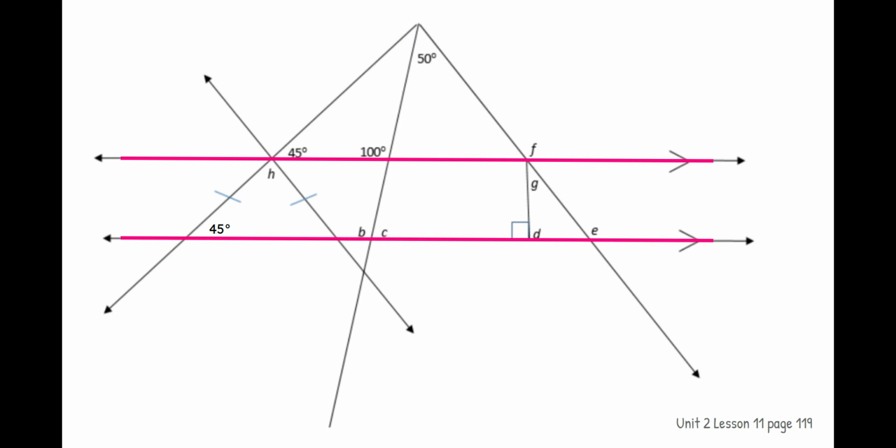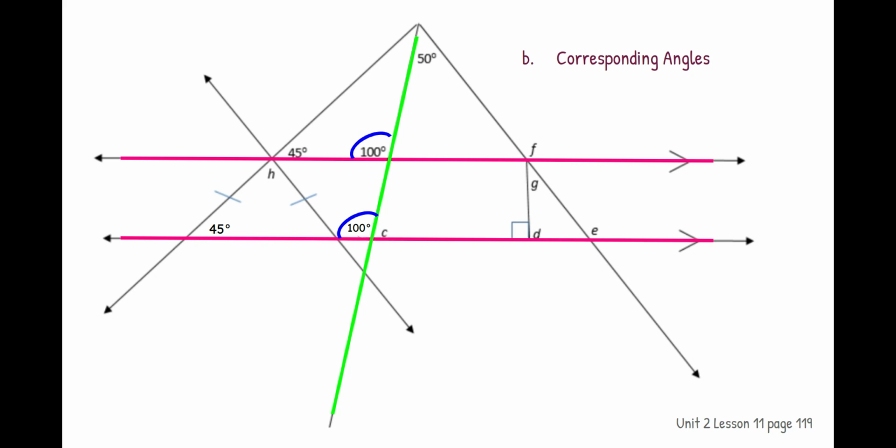For angle B, we use the same set of parallel lines but a different transversal. We have corresponding angles here, so B is 100 degrees because corresponding angles are congruent. Write corresponding angles in the reason column.